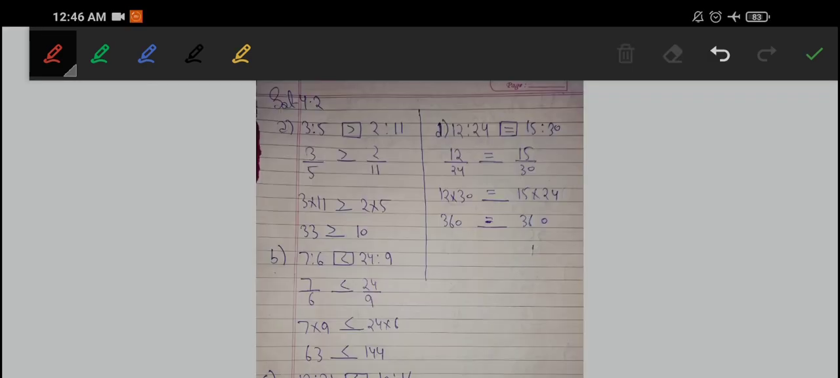Now students, we will be discussing 4.2, and in 4.2 students we are provided with two ratios and we have to find the greater than, less than or equal to sign, whatever is required in this box.